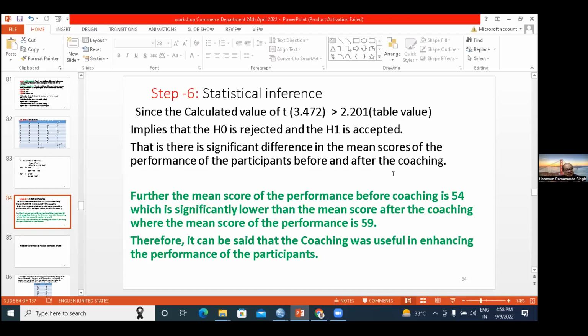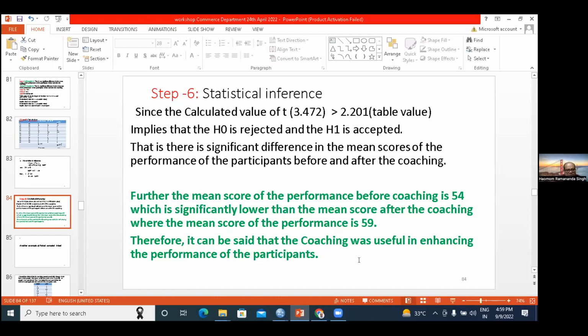But statistics doesn't say which one is better. It simply says that between the mean score after and the mean score before, there is a difference. Then you observe. By observation, we find that, further, statistics doesn't say which one is effective; this testing simply says that there is a difference between the mean scores. Further, the mean score of the performance before the coaching is 54, which is significantly lower than the mean score after the coaching, which is 59. Therefore, it can be said that coaching was useful.